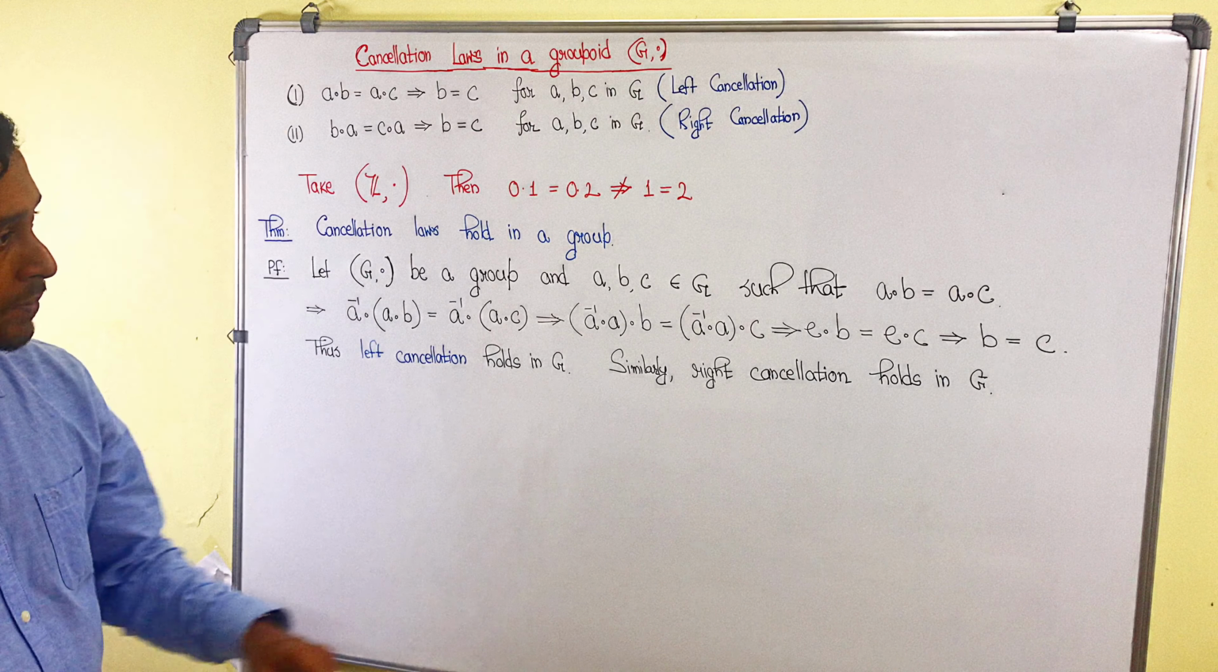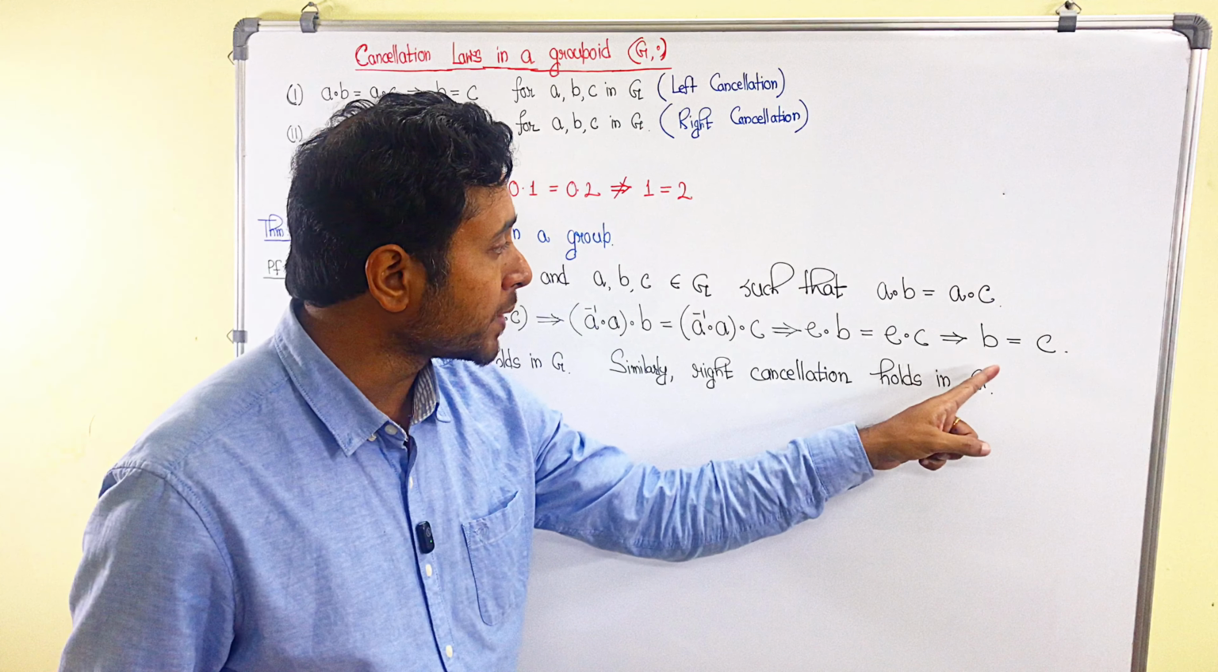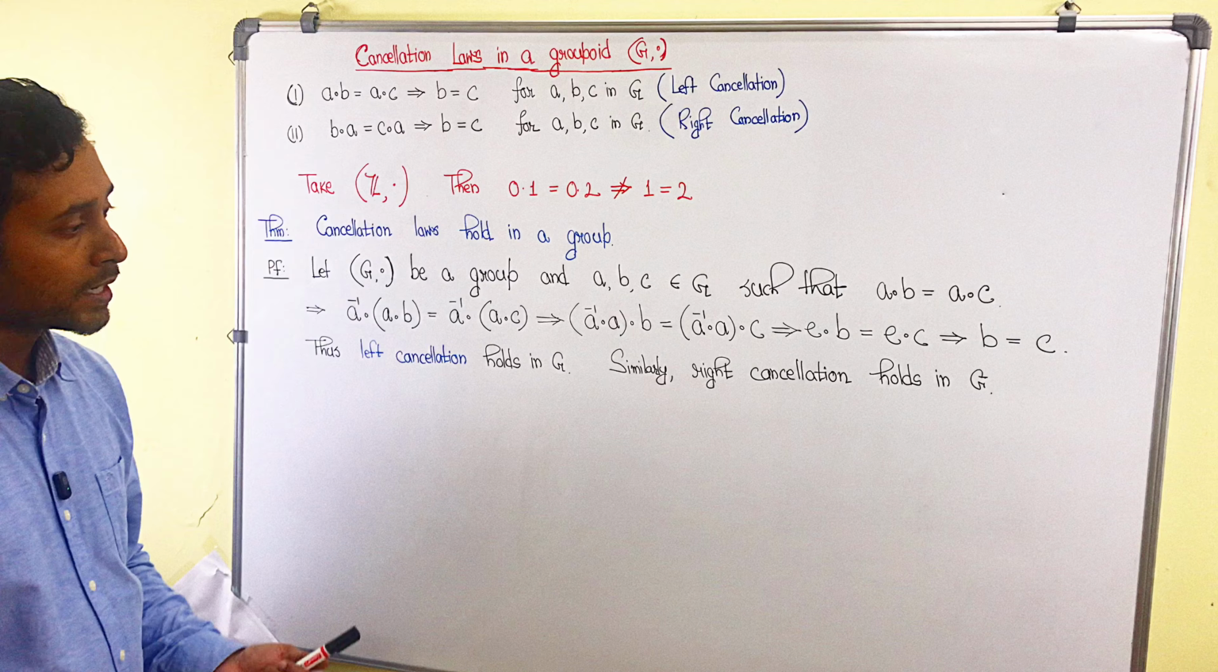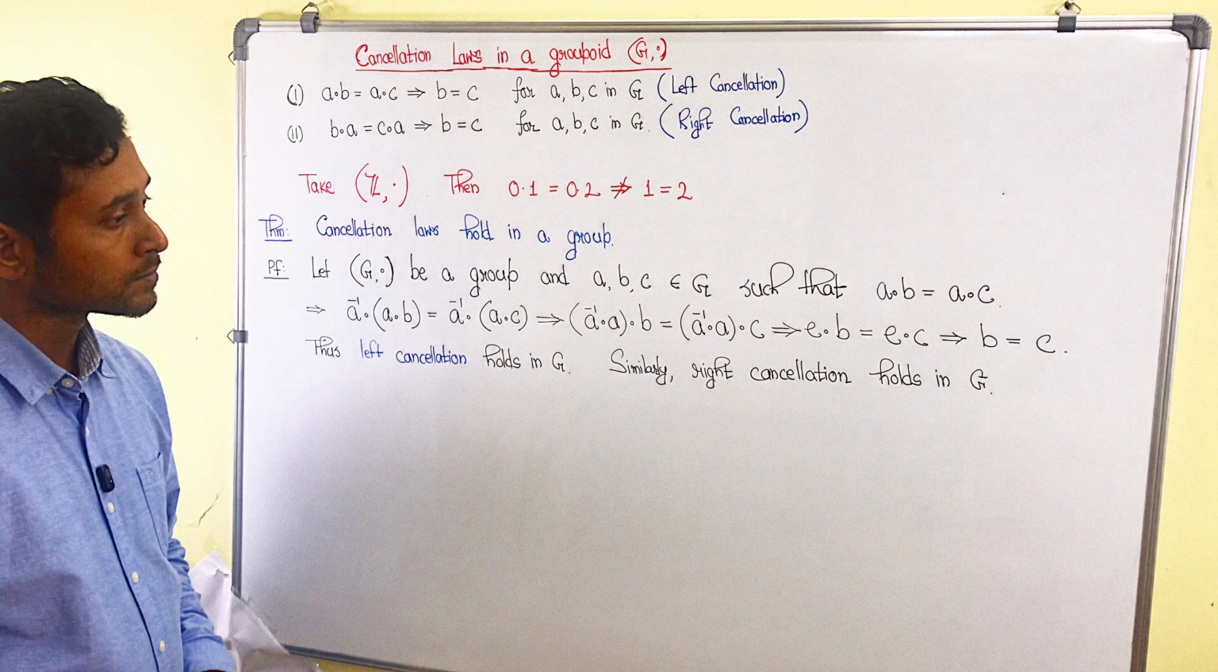So you started from here, A compose B equals A compose C, and that would mean B equals C. That means from the left A is being cancelled, and therefore left cancellation holds in this group. Similarly, right cancellation also holds in any group G.